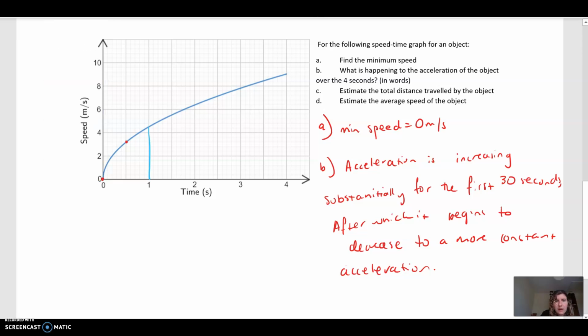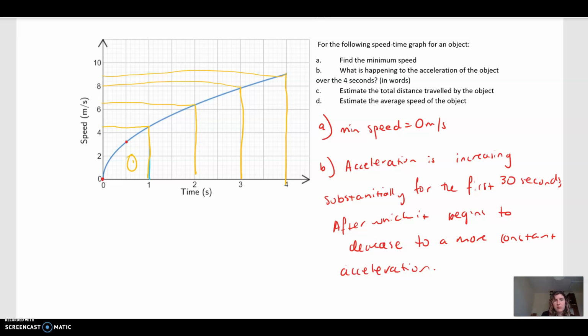Let's use yellow. Okay, so what I want you to do is we're going to break this up into 4 pieces because there's 4 seconds altogether. And then we're going to make these into rectangles. So I'm going to say that's about 4.5 there, and then this is about 6.5 there, and then this one here, that's about 8, and then this one here, it's about 9.